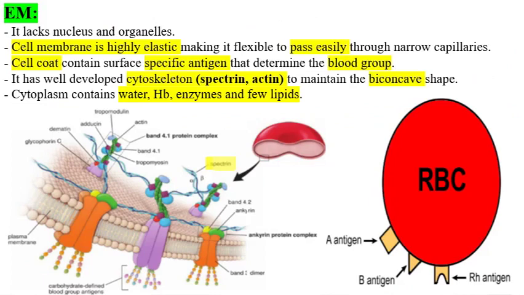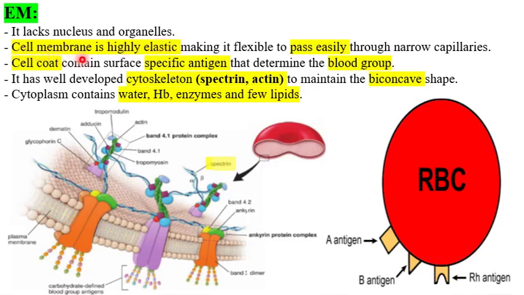Electron microscope of the RBCs shows that it lacks nucleus and organelles. As we said, it contains no nucleus and no organelles to accommodate more space for hemoglobin that is responsible for oxygen transport to other tissues.